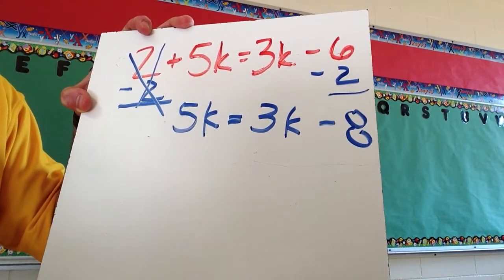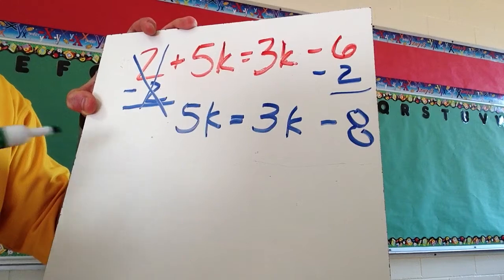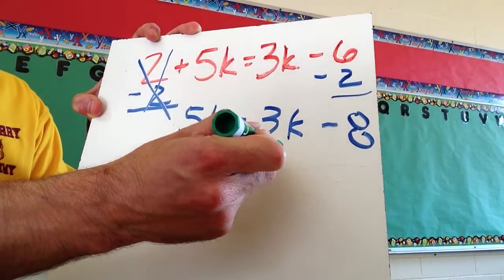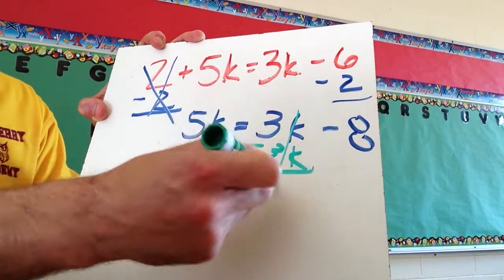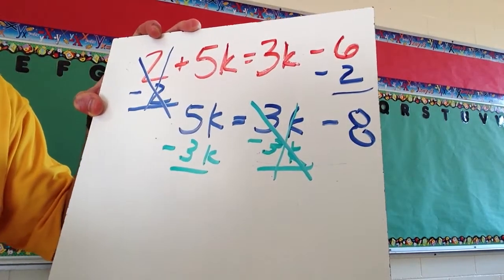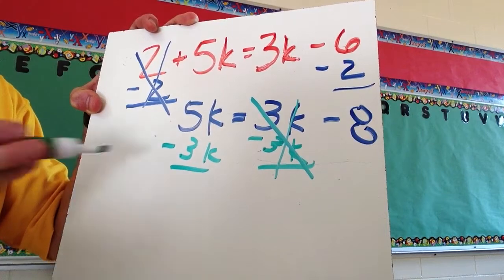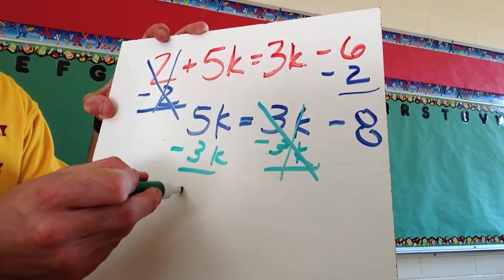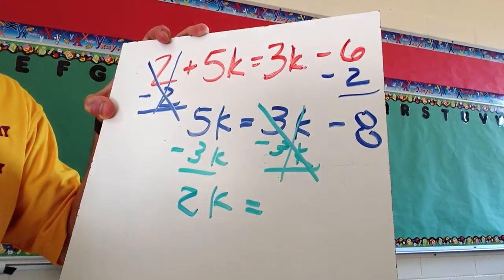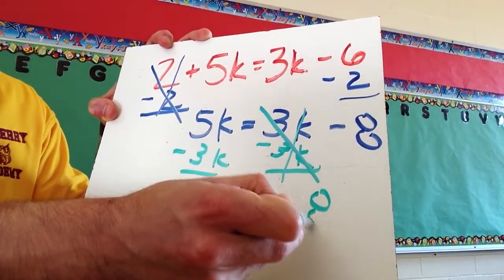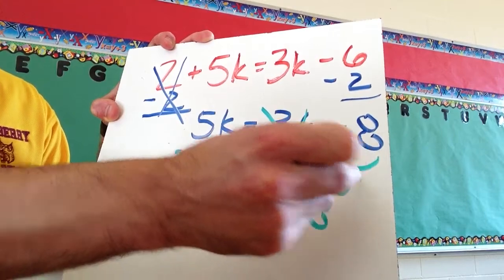All right, then my next step is going to be to get the k by itself on the left side, which means I'm going to have to subtract the 3k. This will go away. 3k minus 3k is 0. All right, additive inverse property. 5k minus 3k, this is 2k. 0 minus 8 is negative 8. So remember, this negative needs to come down.